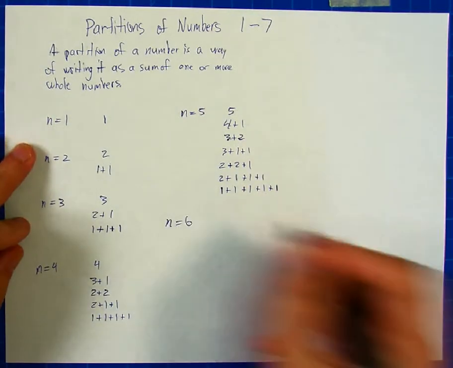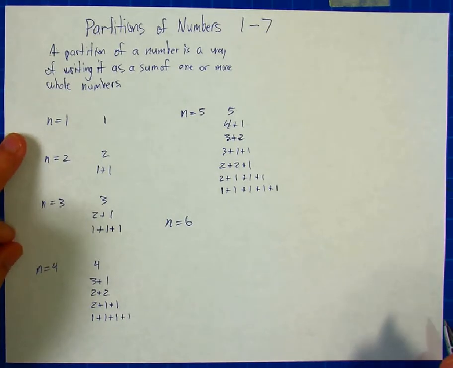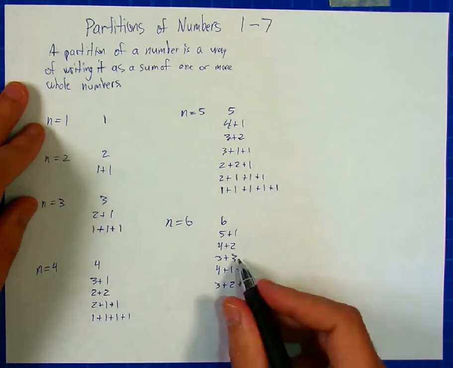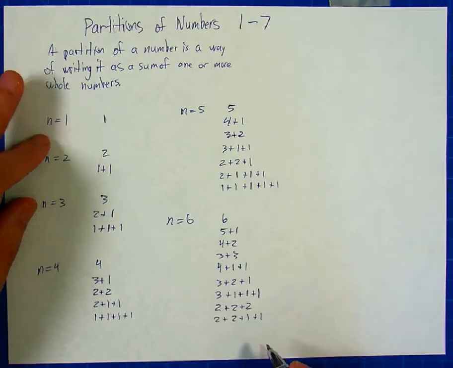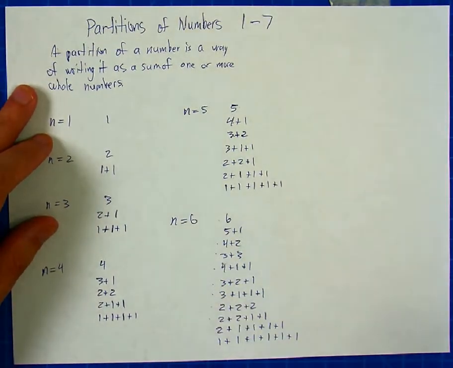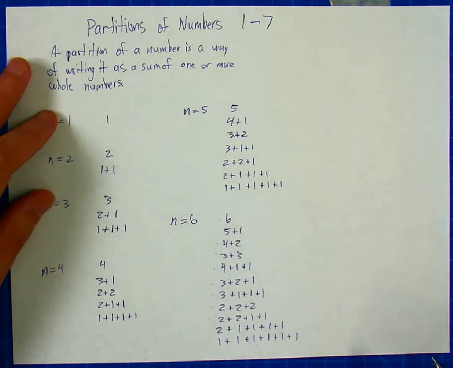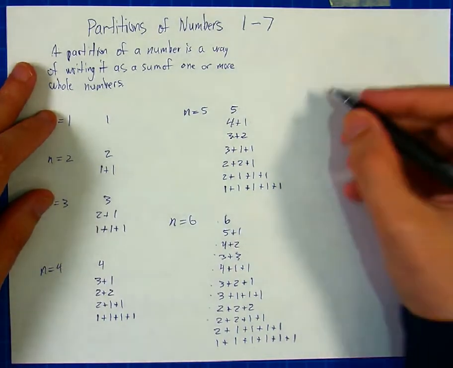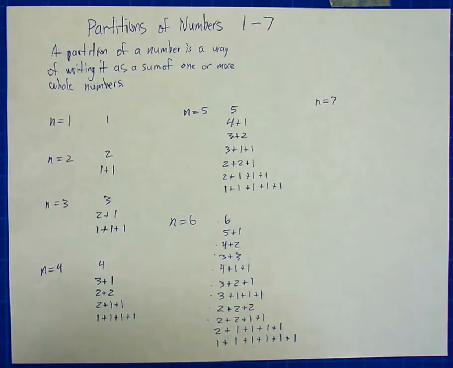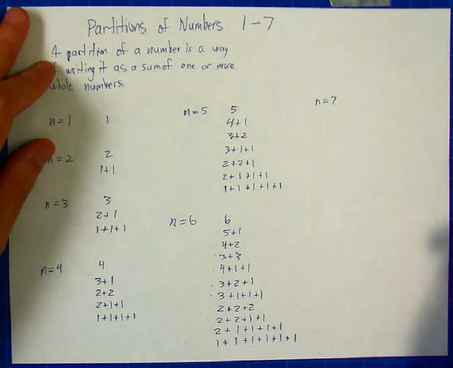When n equals 6, we're going to have 11 possibilities. So everything from 6 down to 1 plus 1 plus 1 plus 1 plus 1 plus 1. The last one we'll do in this video, because these do tend to get away from us, is n equals 7. And in this case, there are 15 total possibilities.